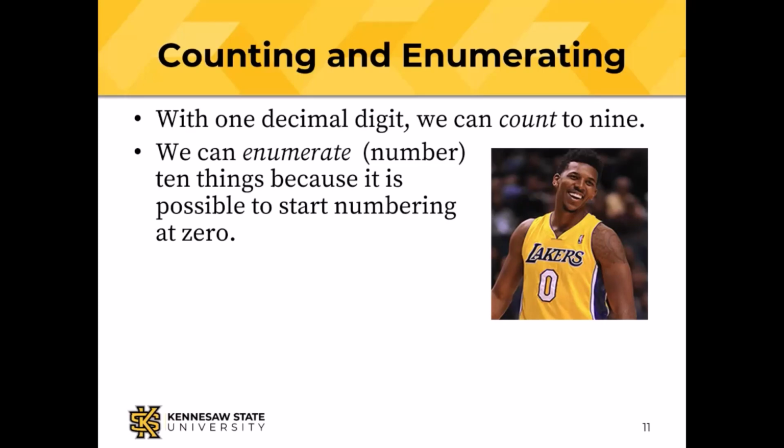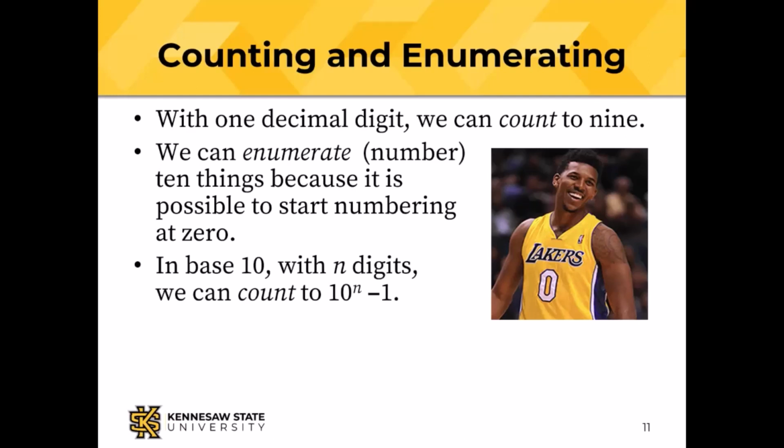And it is to emphasize that your textbook has a chapter 0. There's nothing wrong with starting with chapter 0. And in fact, it's the way we get the most work out of those 10 decimal digits. So I can count to 9, but I can enumerate 10 things.